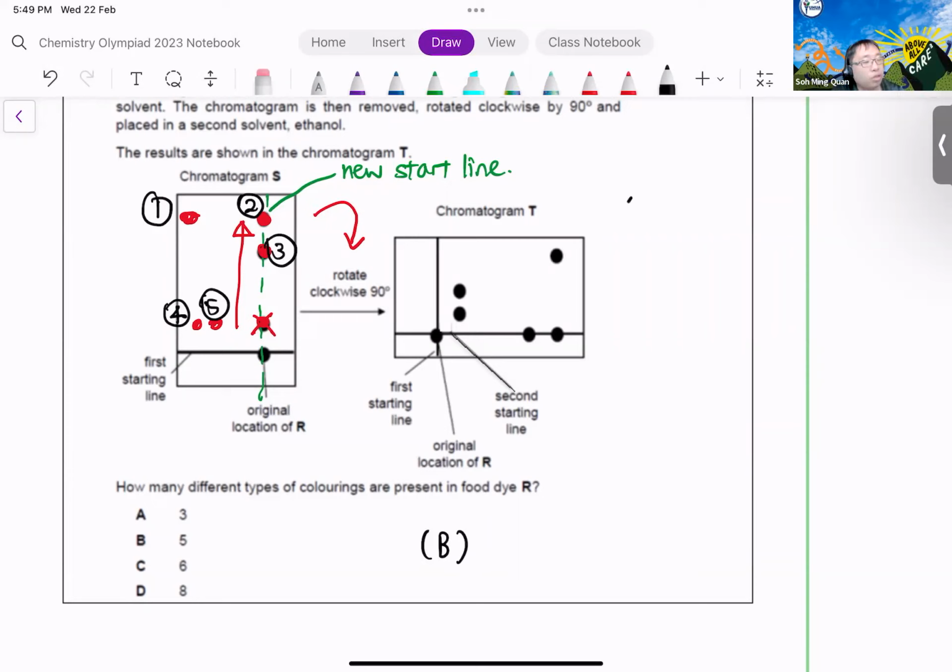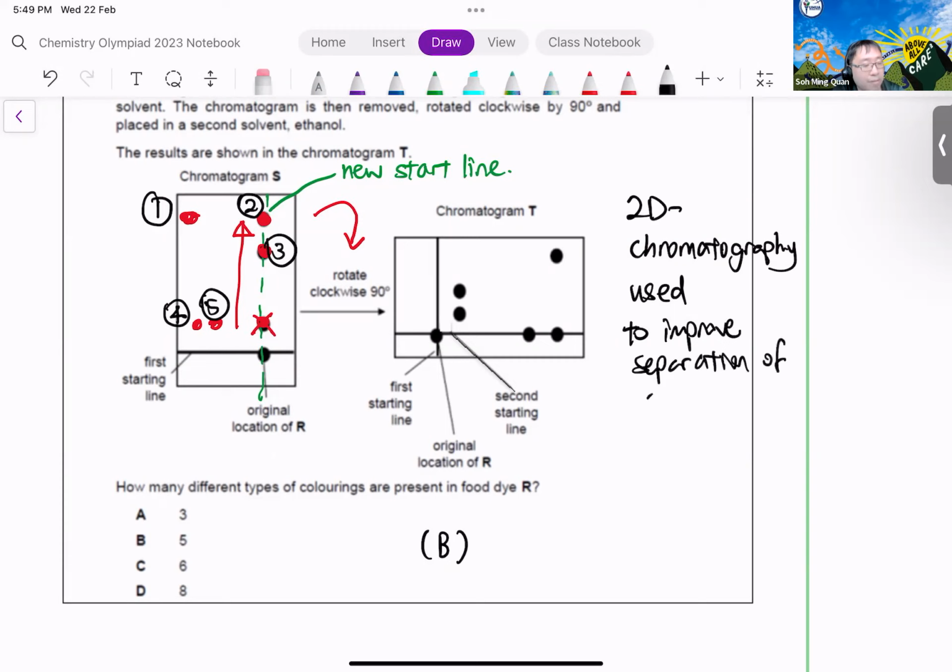Now, you do 2D chromatography, two-dimensional chromatography, to improve separation of substances with similar solubilities. So sometimes your substances can have similar solubilities. That's why the spots seem to merge together. That's no good because you wouldn't be able to achieve good separation. To improve the separation, you will need to use 2D chromatography. All right.